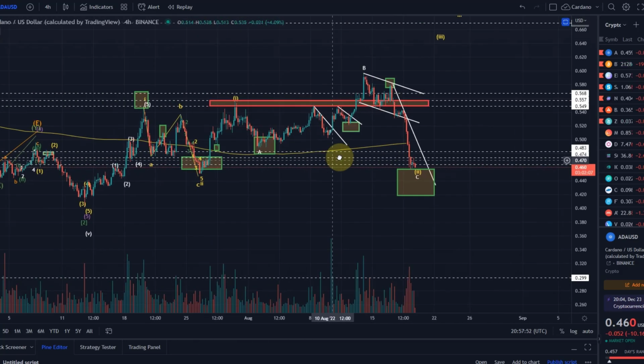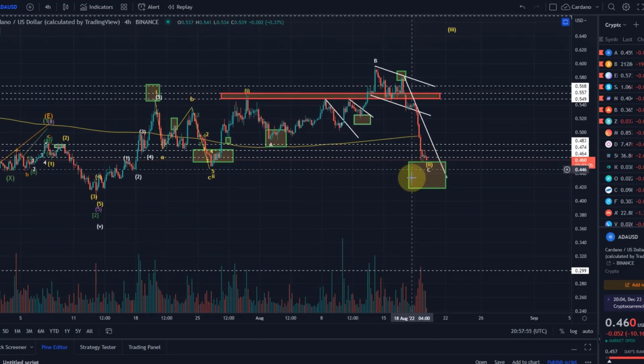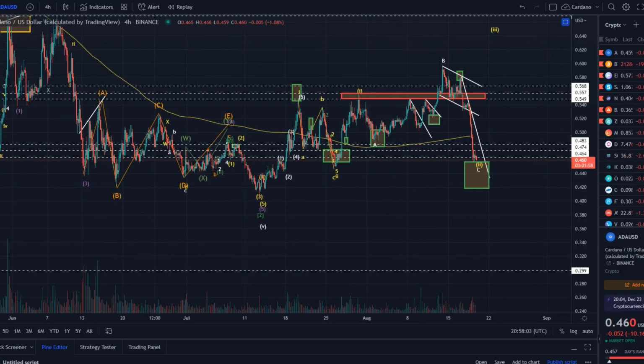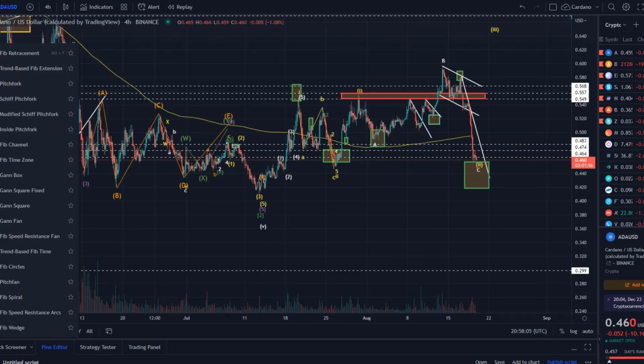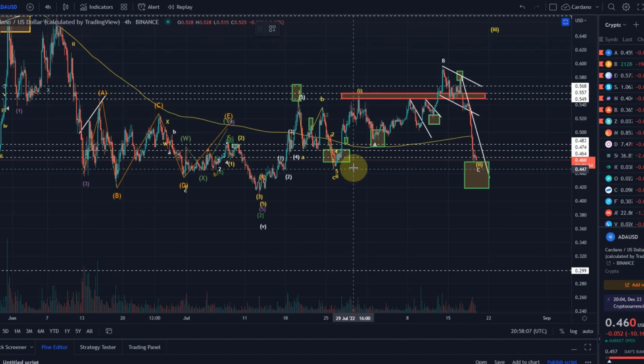This is the last straw for the bulls. I said to you in the previous video to reverse in this area, basically between 45.8 cents and 41.8 cents. Why is that? That is because if we draw the Fibonacci levels, in this particular scenario, just do that from here.